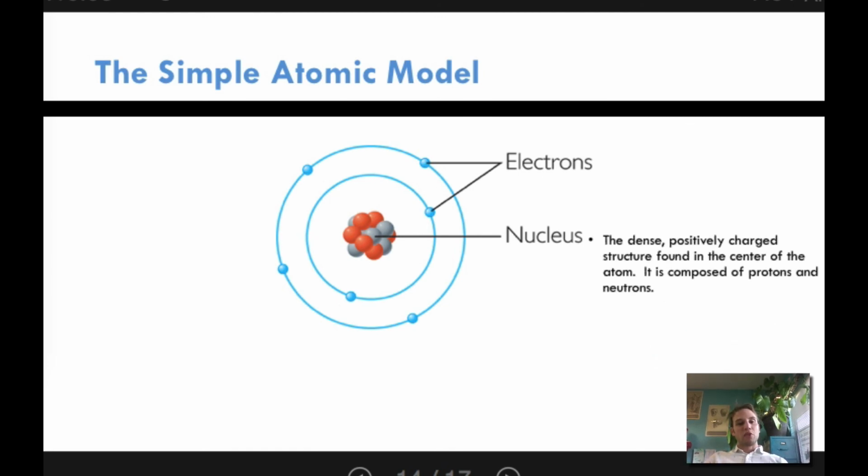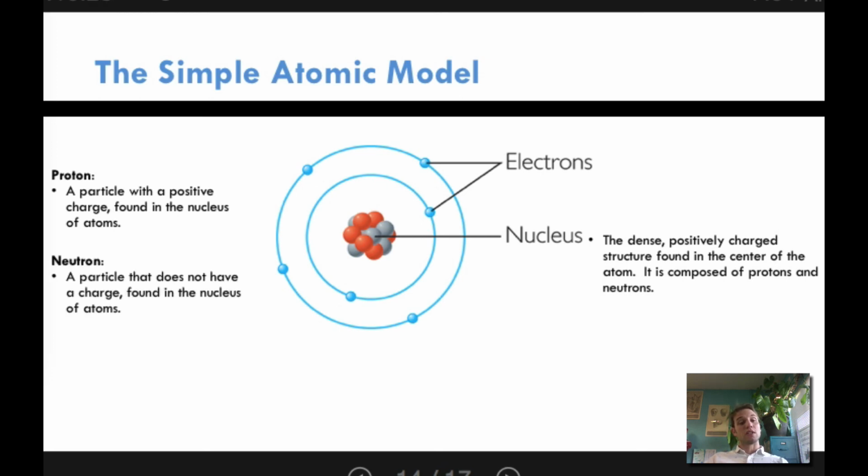It is made up of a nucleus, and you can get that down there. It's the dense positively charged structure found in the center of the atom. It's composed of both protons and neutrons. You see two different colored spheres there. Protons are particles with a positive charge that are found in the nucleus, and neutrons are the particles that don't have a charge that are found in the nucleus. And again, we see the nucleus right here in the center of the atom.